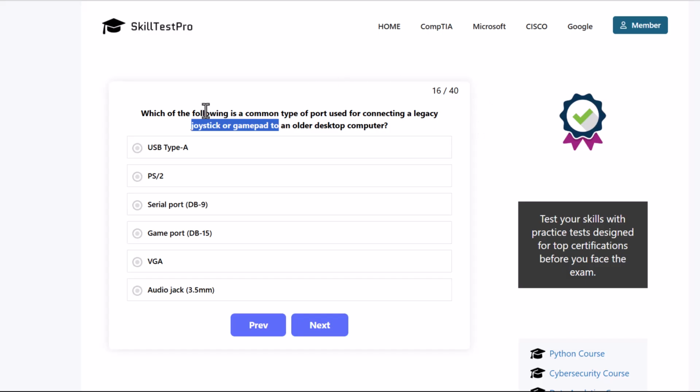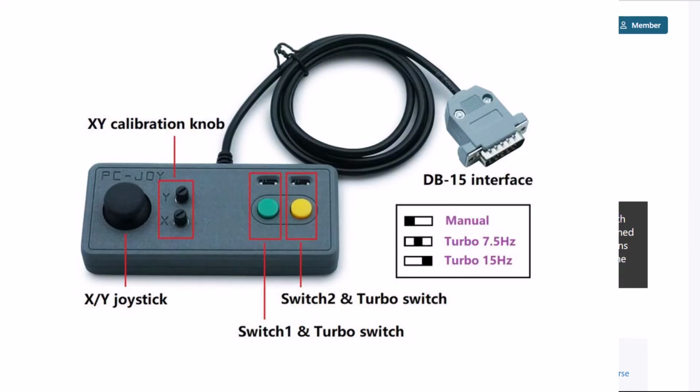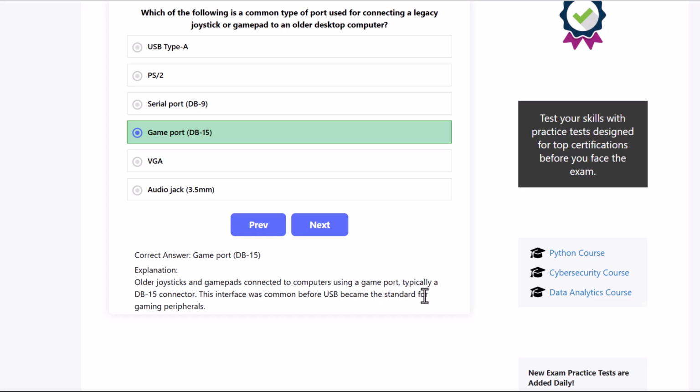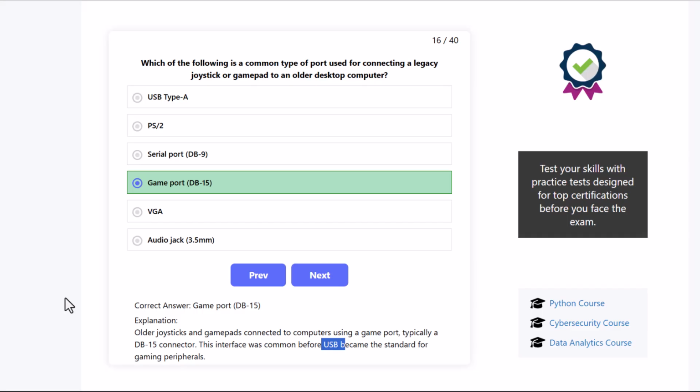So for legacy we would be using a game port, as older joysticks and gamepads connect to computers using a game port, typically a DB15 connector. Sorry guys, DB15, not DB9, DB15 connectors. This interface was common before USB became the standard for gaming peripherals. And as you know, currently we are using pretty much everything on USB. Even charging you can do by using USB. So you can use USB for data transfer and also for charging of different devices.